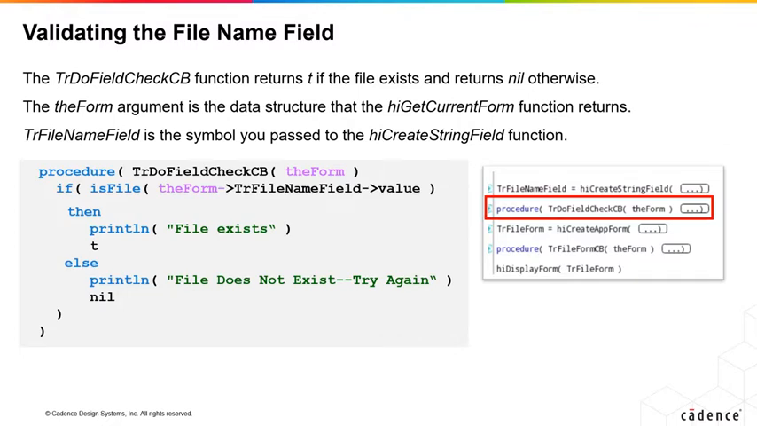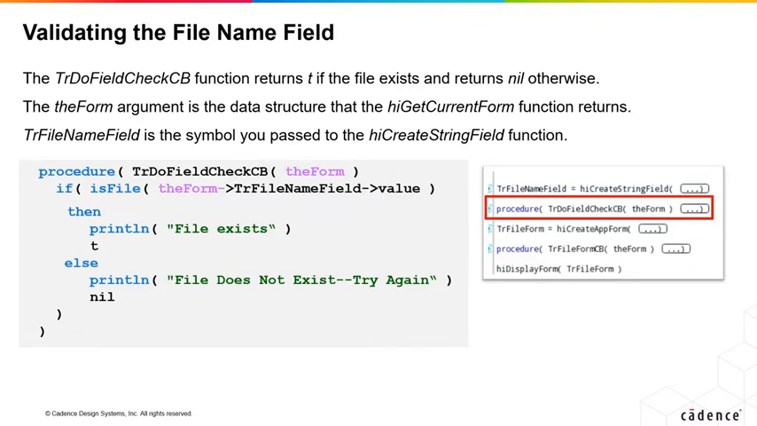We pass in the form, we do the isFile check using the syntax for the form, the field value. If it does exist, we echo back a message in the CIW that the file exists, and we return T. Else we echo a message in the CIW that says does not exist, try again, return nil. Okay, so this basically just does the check and returns us a T or a nil.